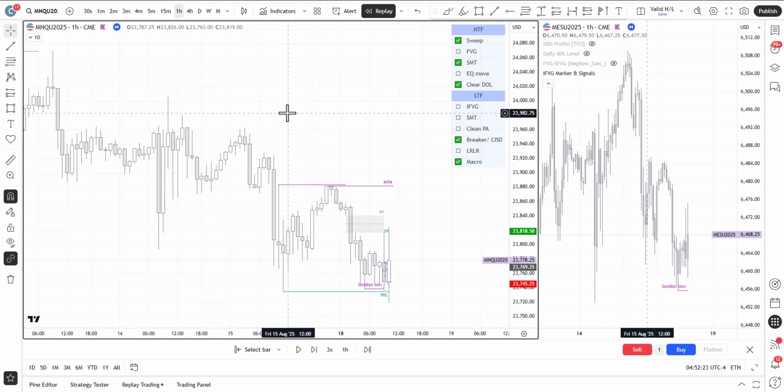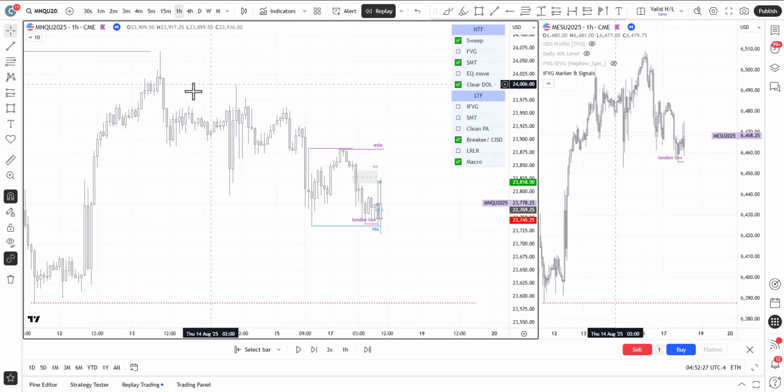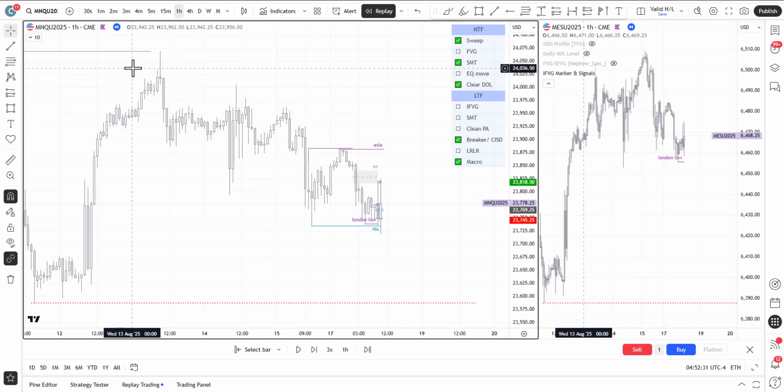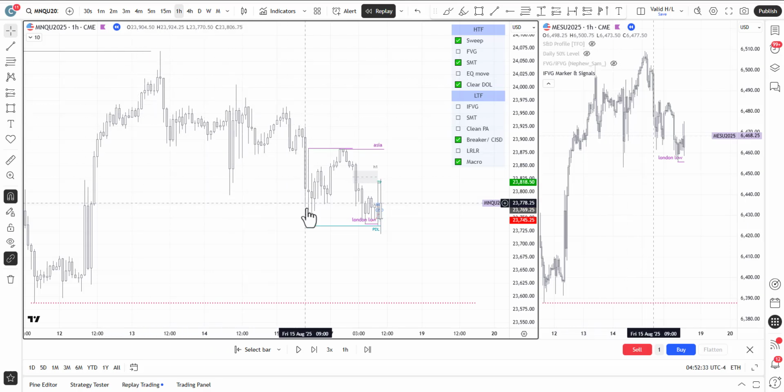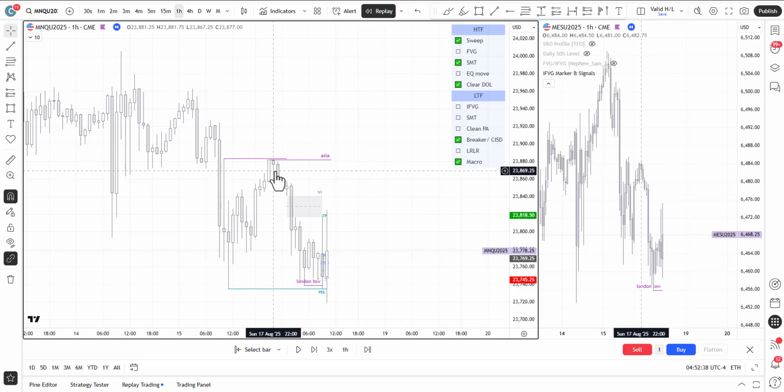So I'm backtesting last week. So what do I see? I start on the Monday. I see overall PA is bearish, breakdown after breakdown. So the overall bias is bearish.